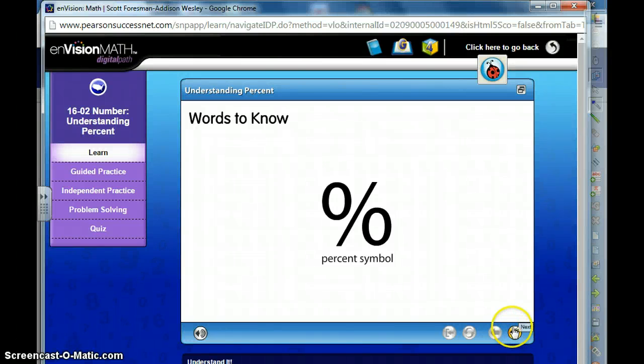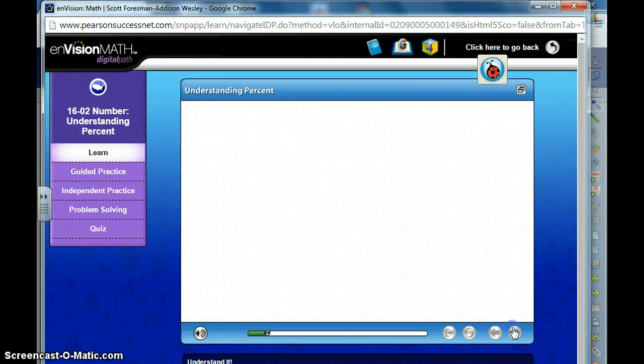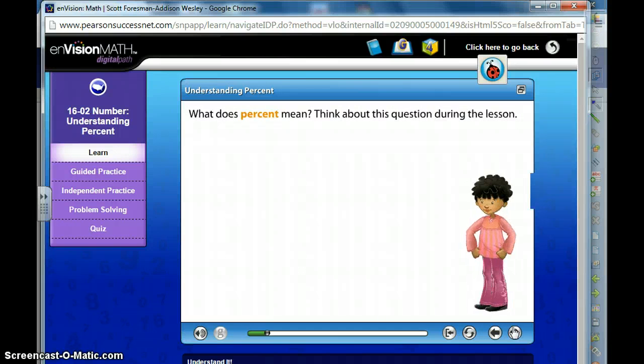Understanding percents is what we're going with today. What does percent mean? Think about this question during the lesson.